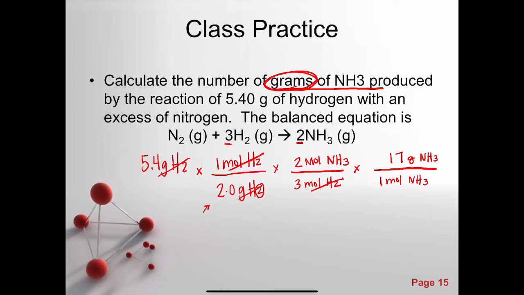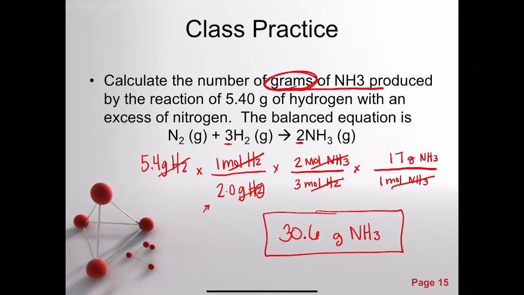So then if we multiply this across, again, we can cross out our moles here. That'll give us our answer in grams of NH3. So 5.4 times 2 times 17. I like to do the top first, and then divided by 2, divided by 3. And if I did my math correctly, you should get 30.6 grams of NH3.